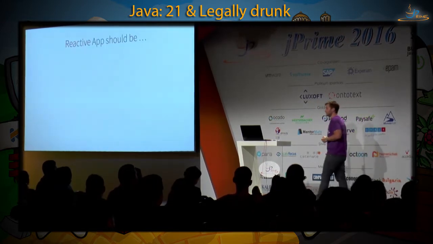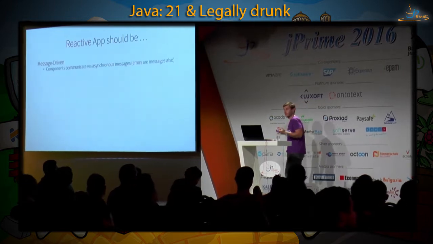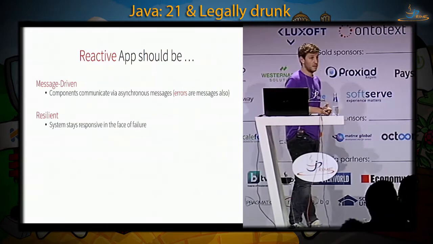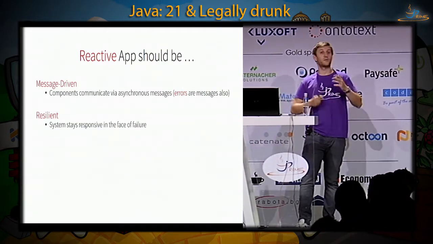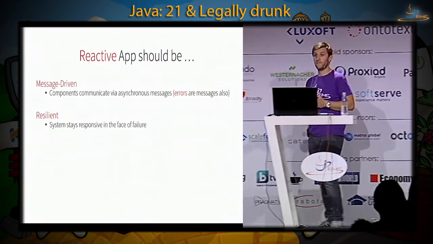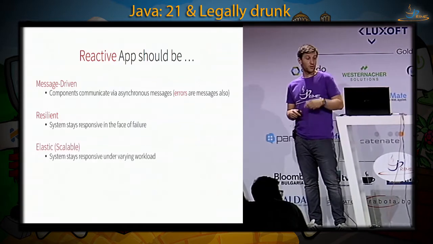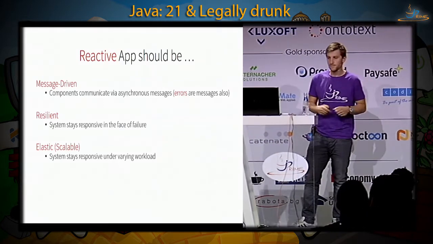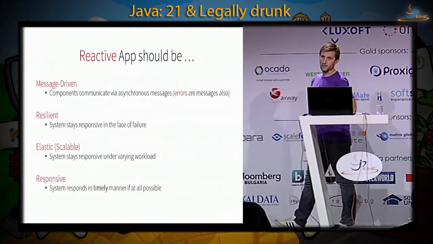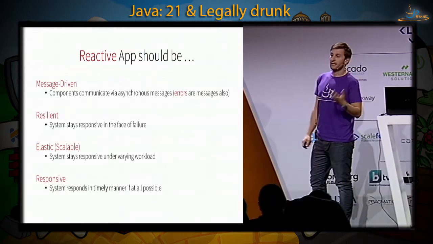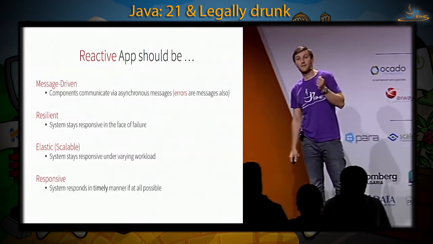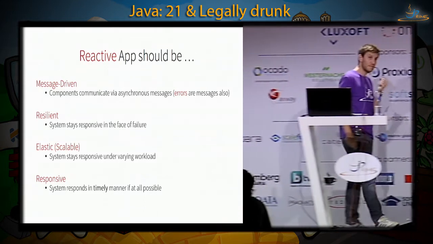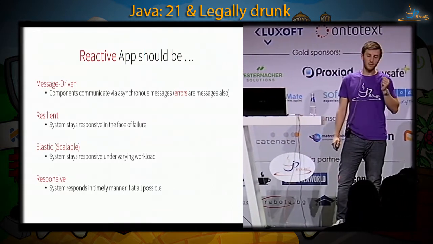So according to the manifesto, each reactive app should be message-driven, so all the components in our system communicate exclusively via asynchronous messages. We should also be resilient, so our system stays responsive in the face of failure, you know, so no blue screen of death, no oops, something went wrong pages, we are always responsive. We should also be scalable, so it doesn't matter if it's 100 customers or 1,000 customers, we always respond, right? And we should also be responsive. Right now you're probably saying to yourself, but hey, he already said responsive twice, and yes, I did, but it's not the same if you respond in 2 seconds or in 2 minutes. So this last requirement tells us that time does matter, and we should always respond in a timely manner.